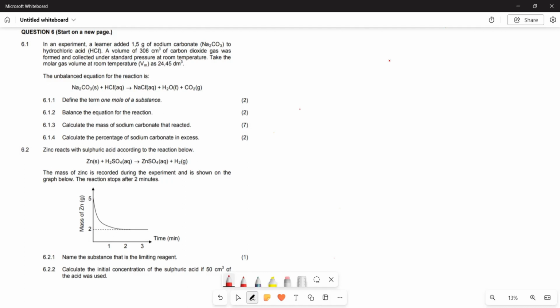Now, look, what we are going to be looking at today is a past paper of 2018. This is November 2018, physical sciences.